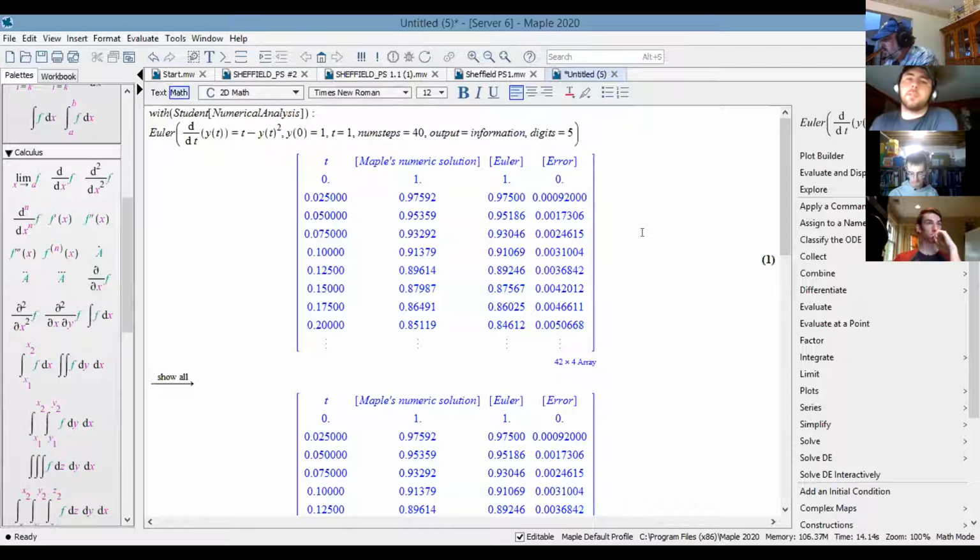Number of steps, I think it was delta t equals 0.025. So we divided by that, and that gave us number of steps, which was 40. We plugged in Euler's equation, and we went to 5 digits past the decimal point. Nice. So it looks like our prediction is pretty close.